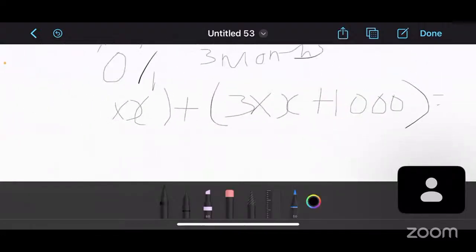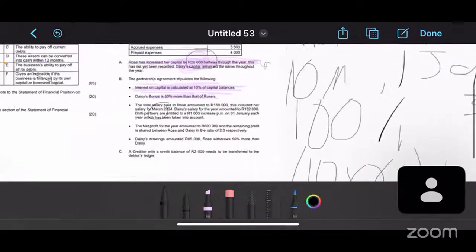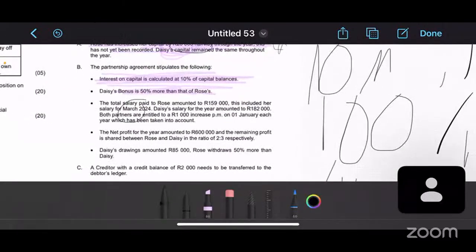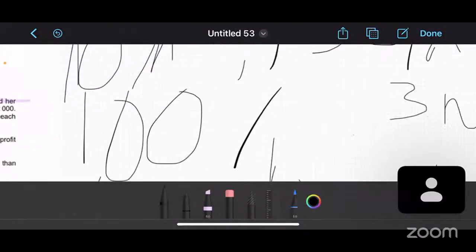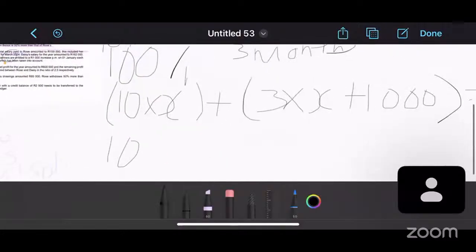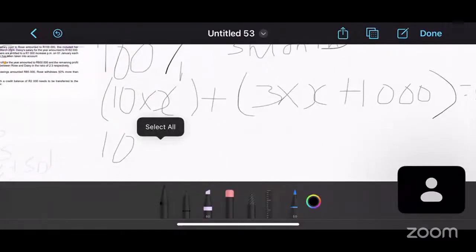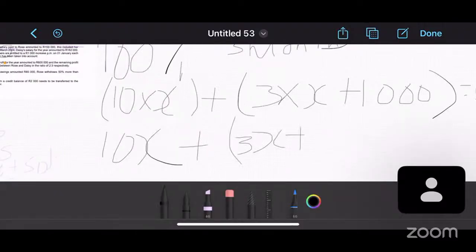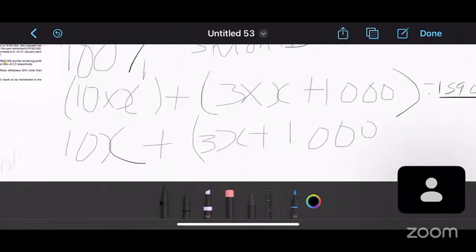They said the salary includes the March salary. And then we're going to have 10x, because 10 multiplied by that is 10x. And then we're going to have 3x and 1,000 rands. For 3 months, it's been x plus 1,000.